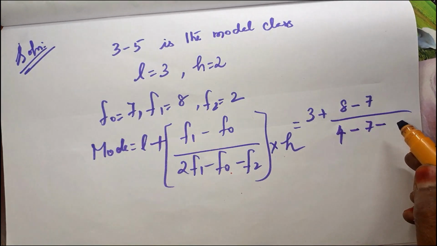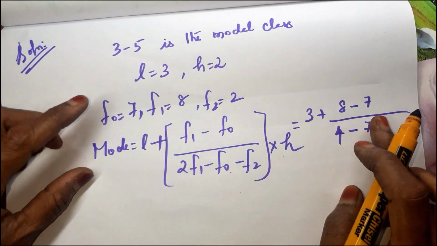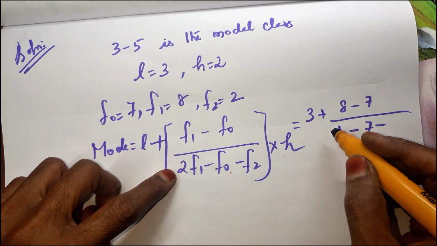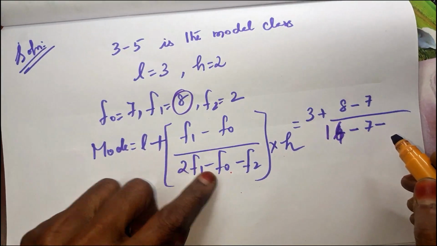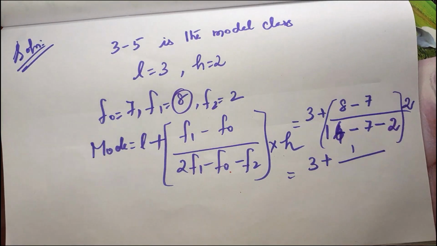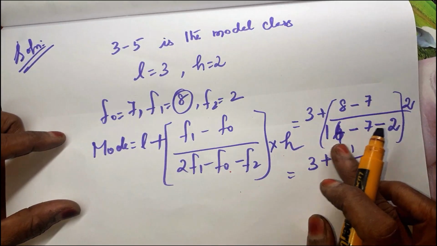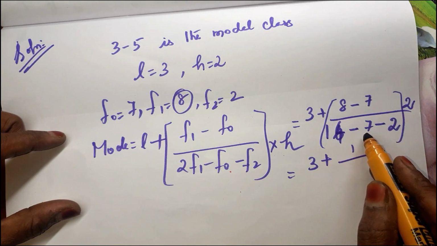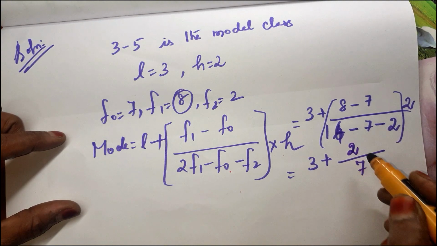F0 is 7. I'm sorry, one minute. F1 is 8 minus F0 is 7, by 2 F1. F1 is 8, so 2 into 8, 16, minus F0 which is 7, minus F2 which is 2, into the length of the class interval, 2. So 3 plus (8 minus 7) by (16 minus 7 minus 2), into 2. 8 minus 7 is 1. 16 minus 9 is 7, into 2.